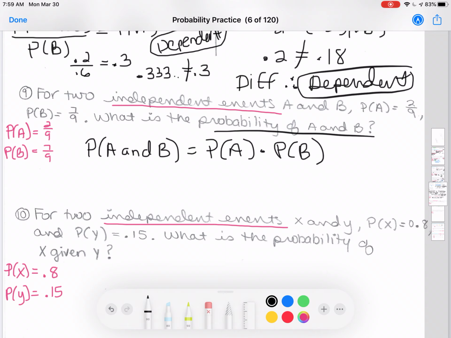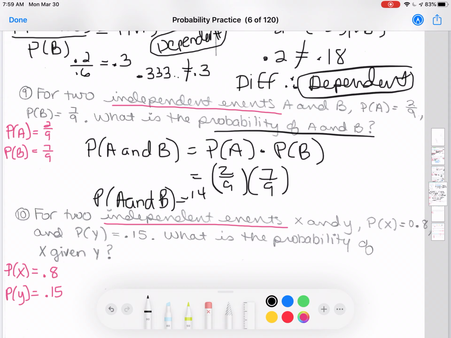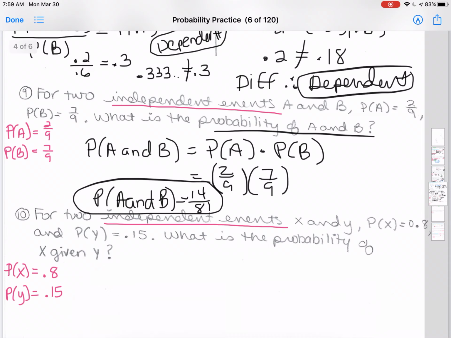So this problem's a little different. So you're just going to multiply these two because this is factual. So the probability of A and B is equal to 14 over 81. Okay, so that's a little different because they're telling you that they're independent.